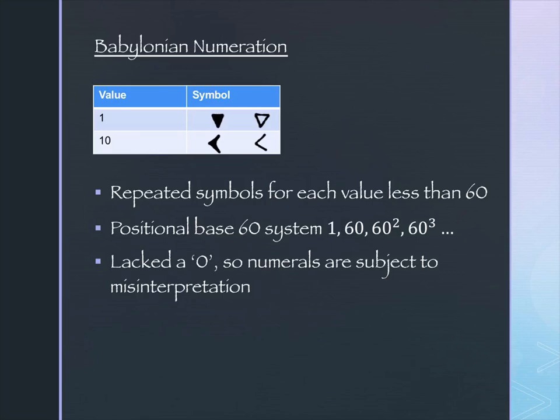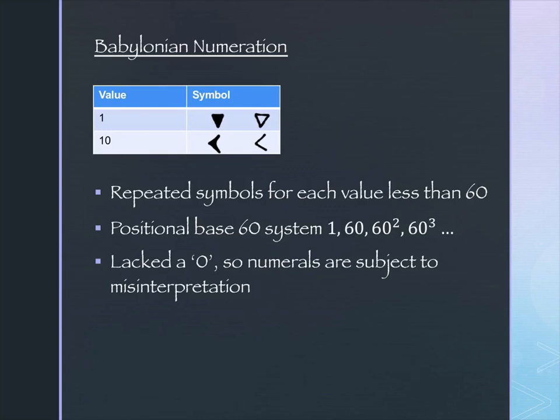So, some features about their system. Their system does use repeated symbols, but only for values less than 60. So if you wanted the number, say, 42, you'd do 4 of the arrows to get 40, and you'd do 2 of the triangles to get 2, and that'd be 42, and you'd be done. So if the number is less than 60, it's just repeated symbols, a lot like the Egyptians.